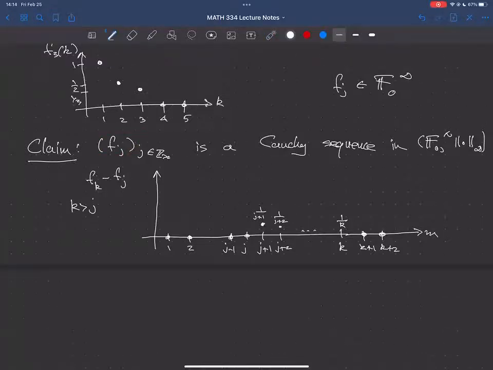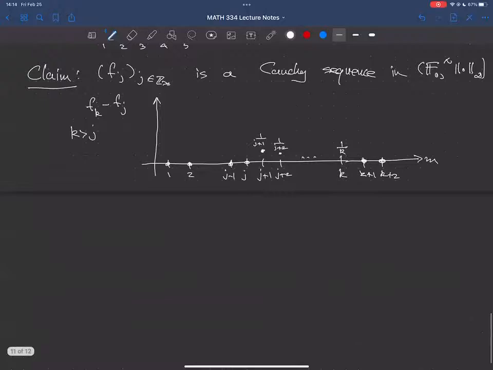So now that I've drawn the graph of this thing, it's easy to see how this is a Cauchy sequence. You can just see it from the graph. If you choose j and k large enough, the largest value of this function is going to be 1 over j plus 1. Okay, and by choosing j large enough, and therefore also k large enough, that can be made as small as you like. All right, so now it just remains to go through the formalities.